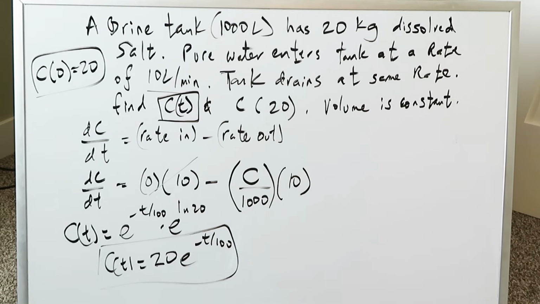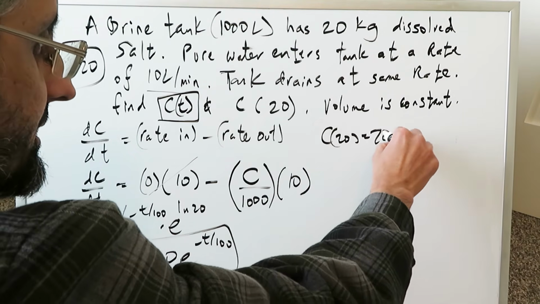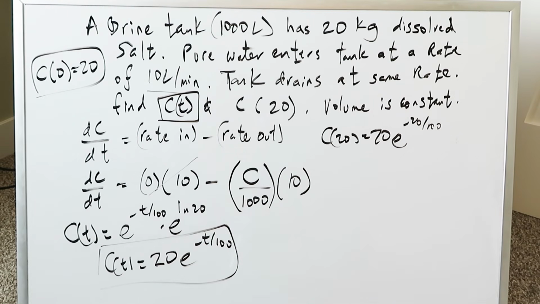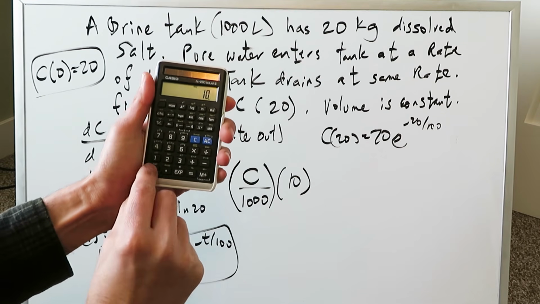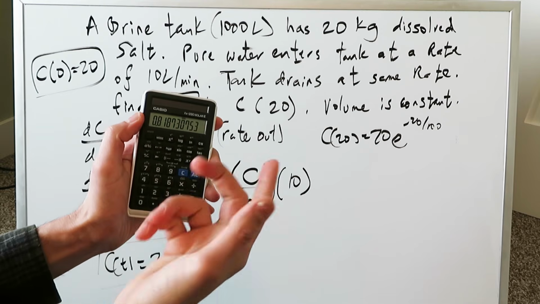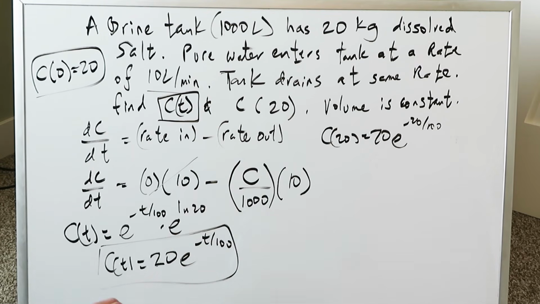You'll need the calculator for this. What's the concentration at 20 minutes? C20 is equal to 20 e to the power of minus 20 over 100. You'll do the calculator strokes over here. You'll do 20 divided by 100, minus, it's minus 20 over 100, exponential function of that, multiply this by 20, and you'll have 16.37 kilograms.